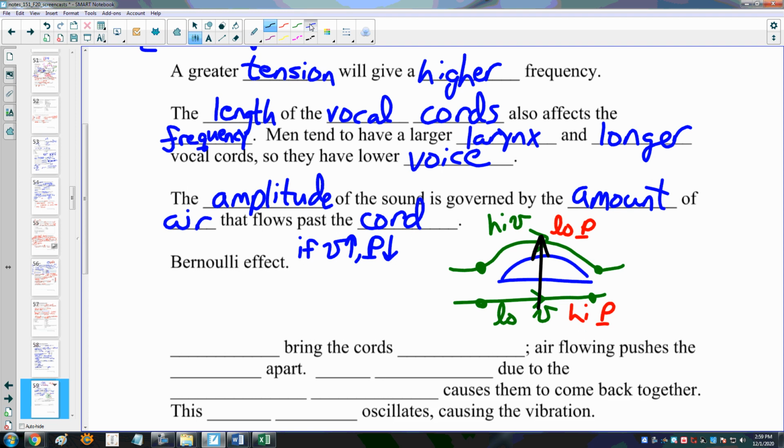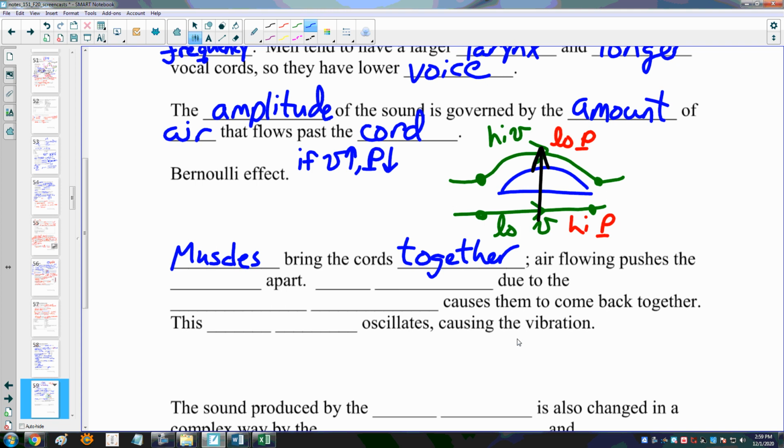It's also how the vocal cords work. So muscles bring the cords together, and air flowing pushes the cords apart. So I have these vocal cords that are together, and then you push air through them, and that forces them apart.